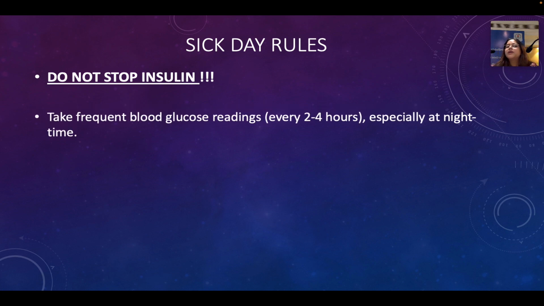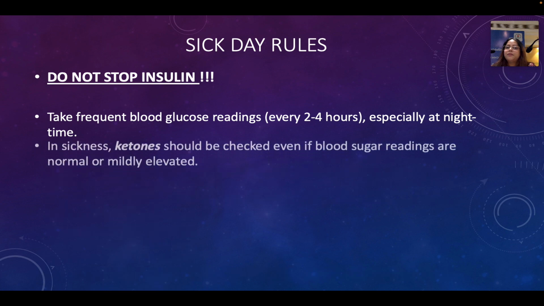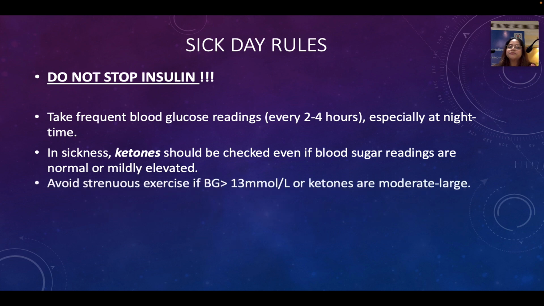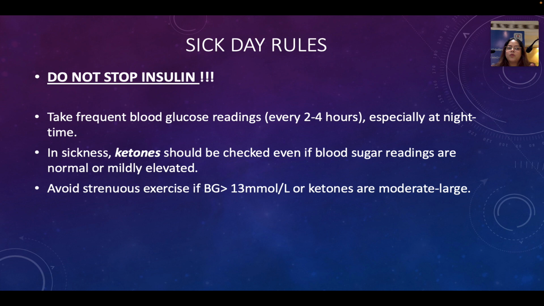And frequent blood sugar readings should be taken, especially at night time. And ketones should be checked even if blood sugar readings are normal or mildly elevated. This is to diagnose ketones early and prevent the child from going up to DKA. Strenuous exercises should be avoided.